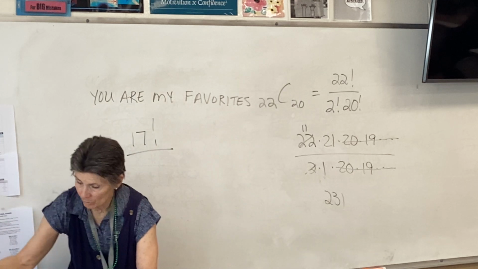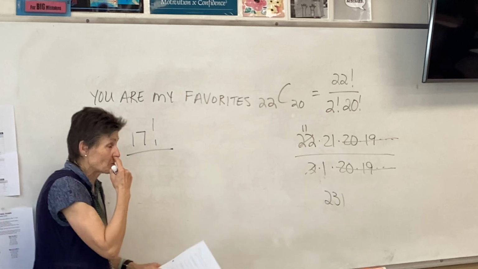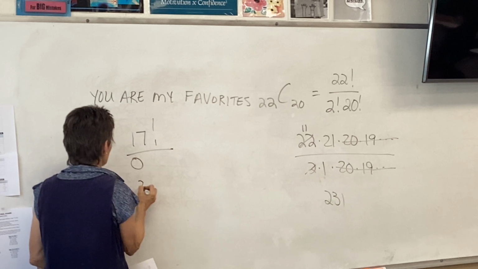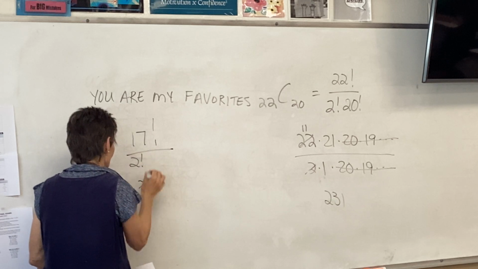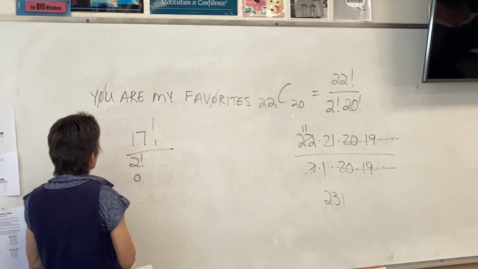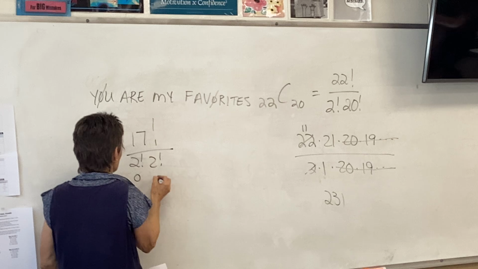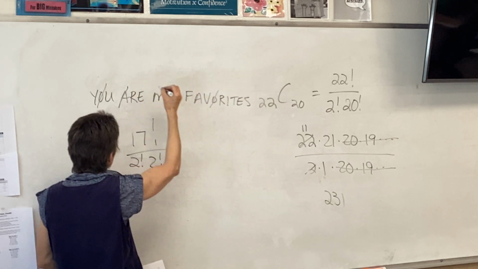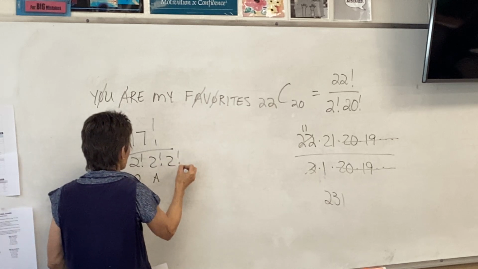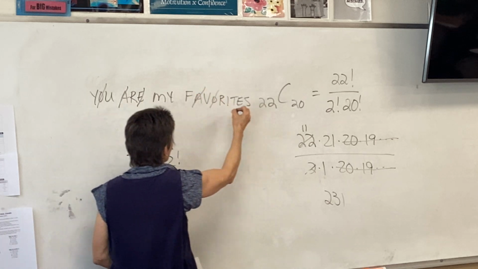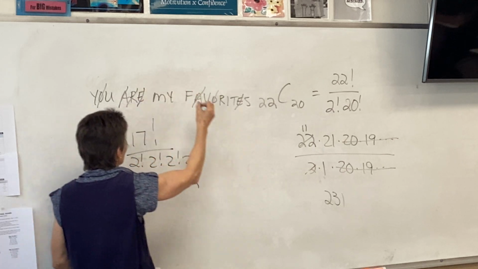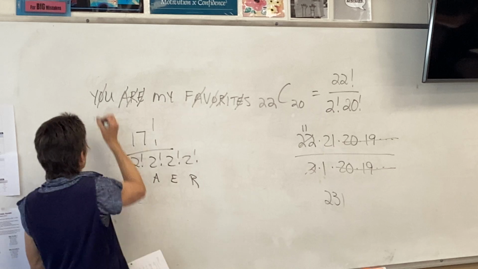Count up the total letters. Then start checking for repeats. So what have we got? We have 2 O's. We cross out the O's. Alright, 2 A's. Then 2 E's, 2 R's, and 2 Y's.